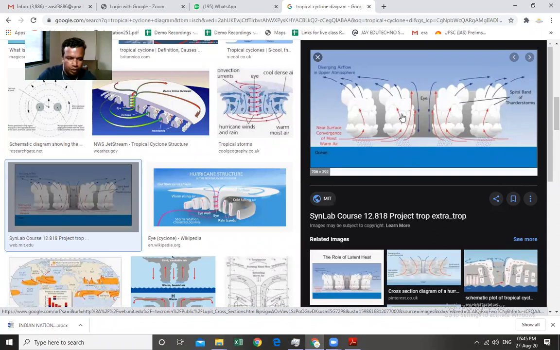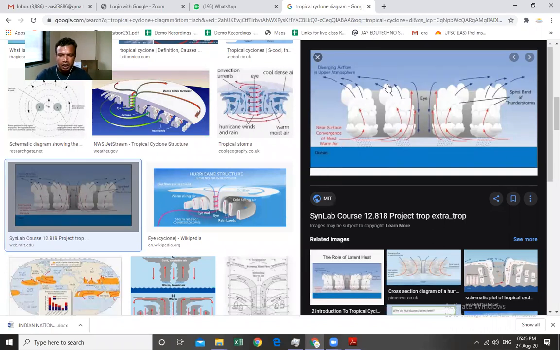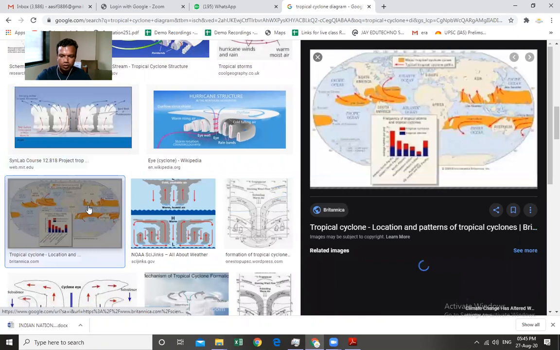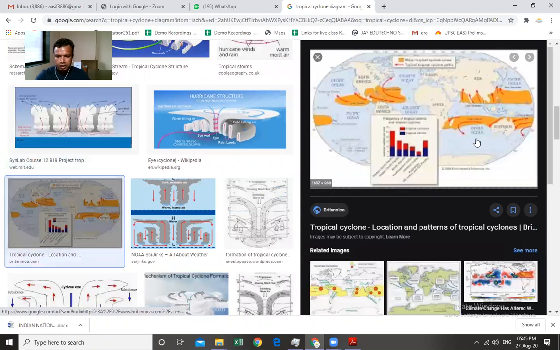Got it? So here you need to remember one thing: tropical cyclones are created over the tropics, and especially over the ocean only. When these tropical cyclones are created, you can see these are the areas where the tropical cyclones originate. Can you all see the world map? Is it visible to all of you?